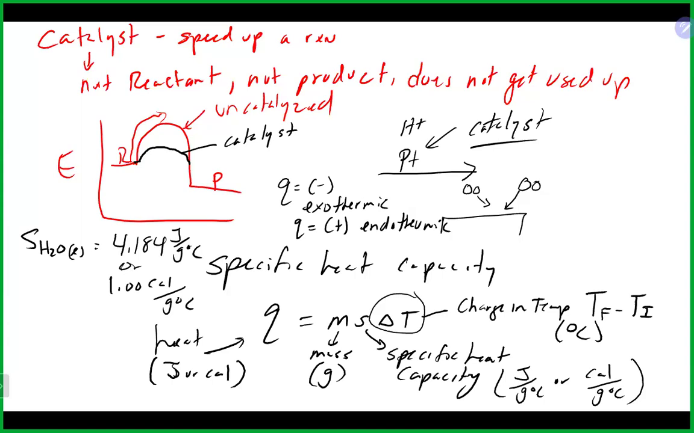Again, the final temperature in an exothermic process should be less than where it started, right? Because it's releasing all that energy, its temperature should go down, as opposed to an endothermic process where it's gaining all that energy, its final temperature should go up. Any questions on any of that there?